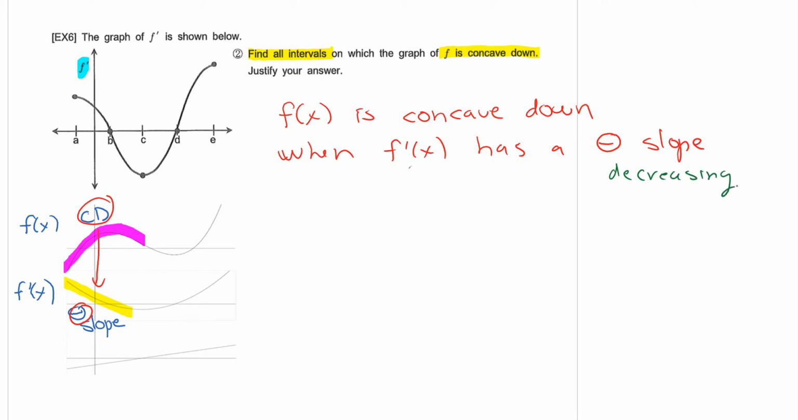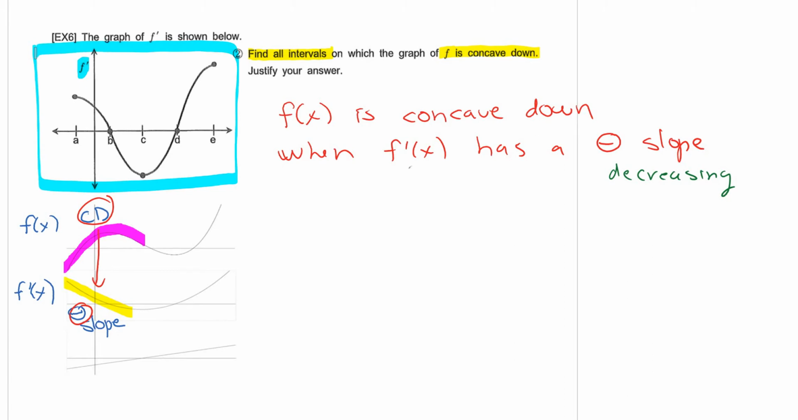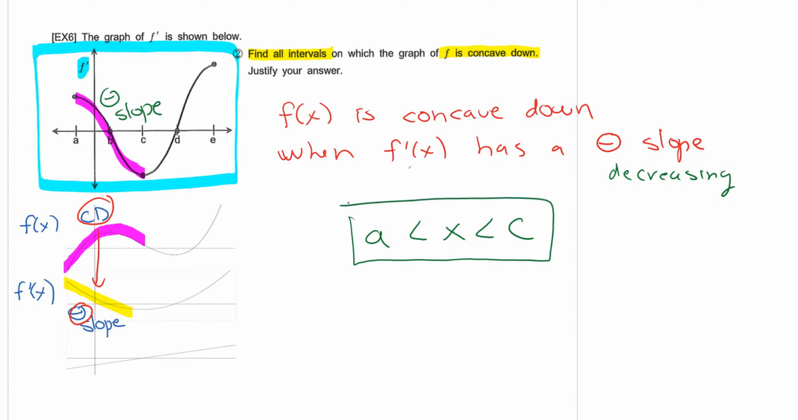All right, so we just have to find the regions where our given graph right here has a negative slope. We have a negative slope in the interval from A to C. In that region right there, that's clearly a negative slope. So we're between A and C. The answer here will be between A and C, because that's the region where we have a negative slope. Okay, let's move on to the next one now.